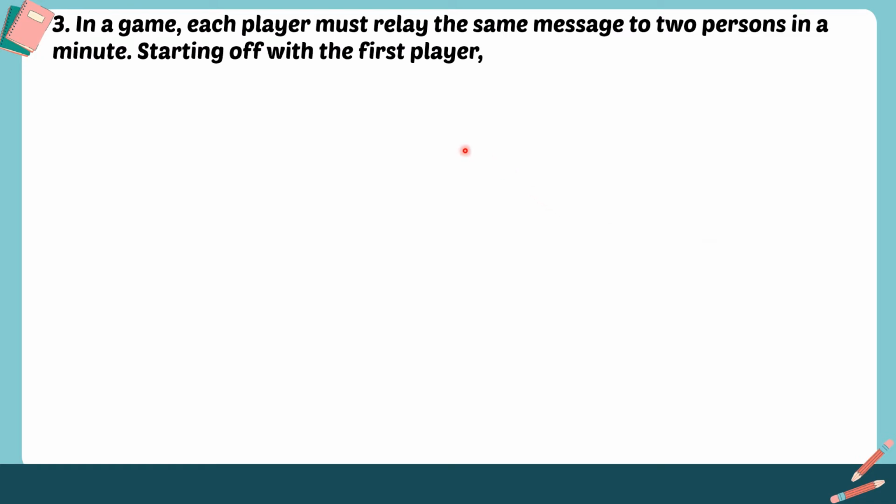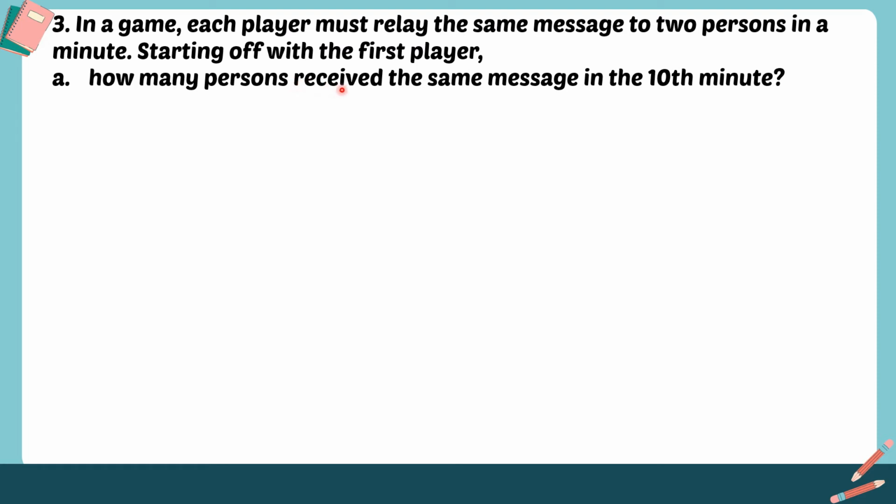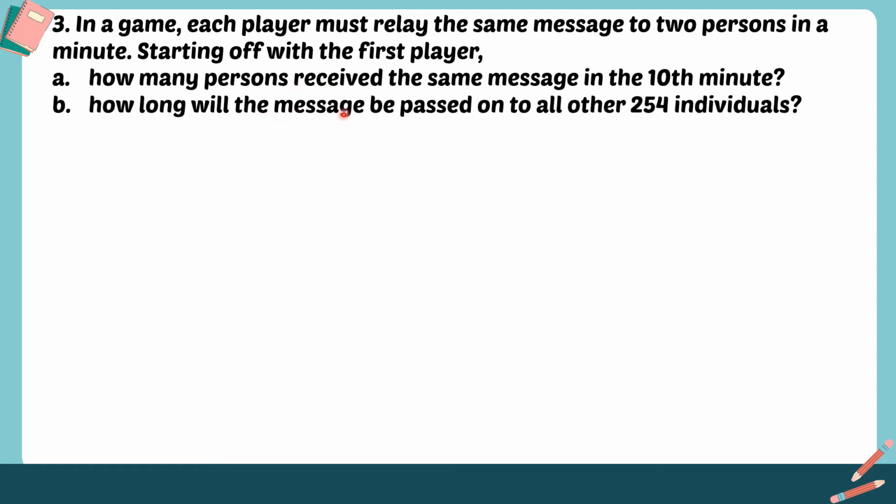Let's have our third problem. In a game, each player has to relay the same message to 2 persons in a minute. Starting off with the first player, how many persons receive the same message in the 10th minute, and how long will the message be passed on to all other 254 individuals? So, before answering the problem, let's have first our given. Ang a sub 1 natin is 2, ang common ratio natin is 2, at ang n natin ay 10.